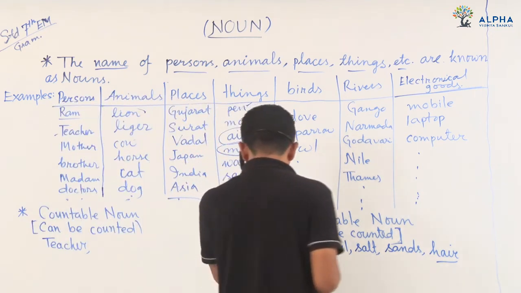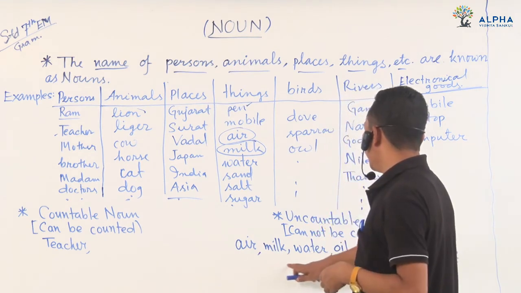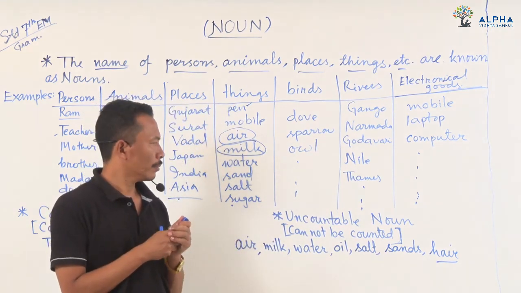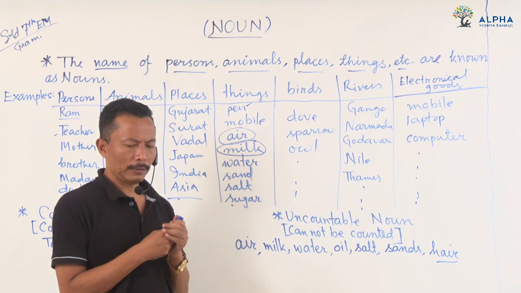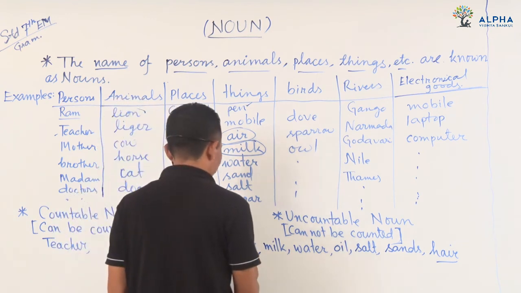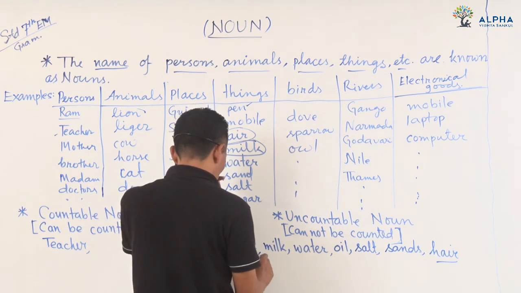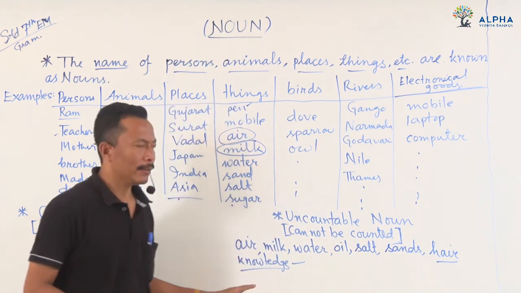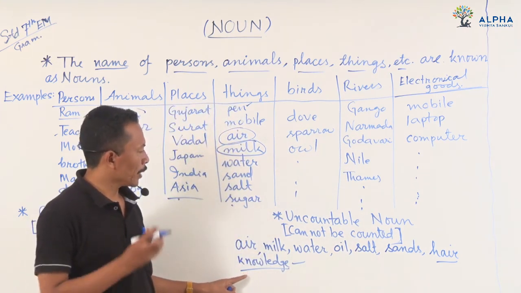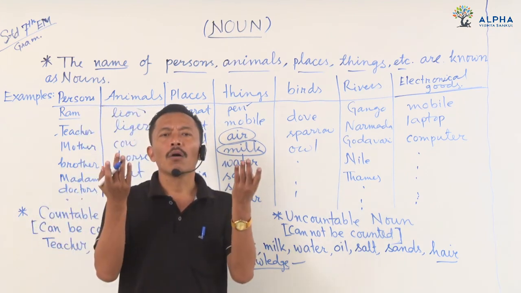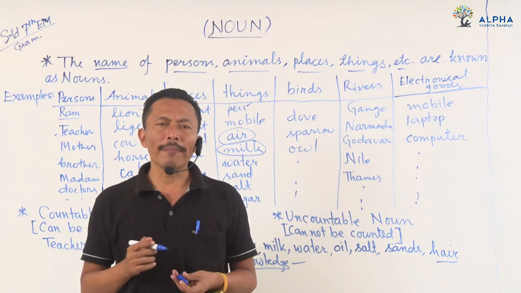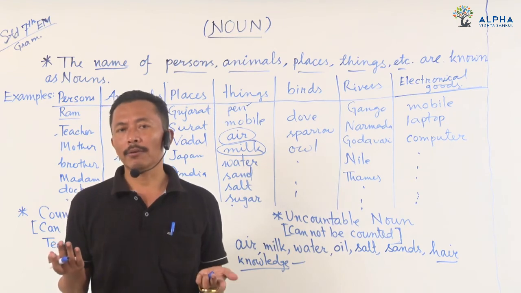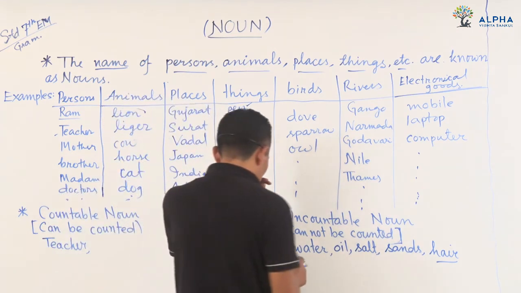So students, from here we know that air, milk, oil, water, and knowledge, these are part of the abstract nouns. Our knowledge. How much knowledge do you have? I have 10 knowledge. I have 5 knowledge. No, knowledge cannot be counted. It cannot be measured. Knowledge and wisdom.